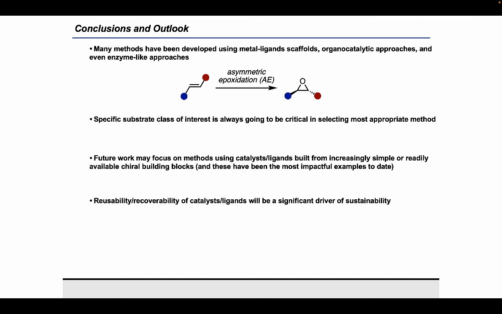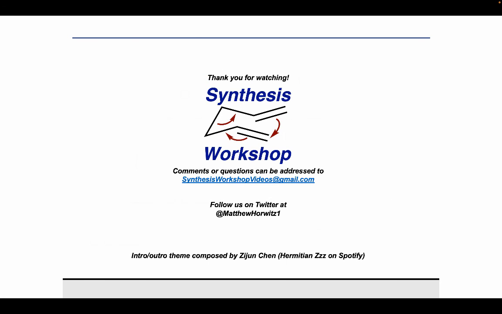Reusability and recoverability of catalysts and ligands will also be very important in future work as we think about sustainability more and more. And of course, it will be very important to reduce catalyst loadings as much as possible as methods continue to evolve towards providing solutions that are applicable on a large scale. And with that, we'll close this talk on asymmetric epoxidation.